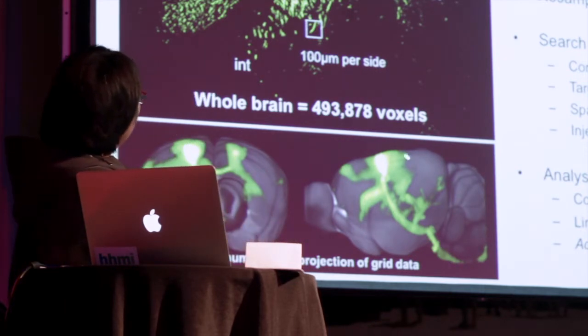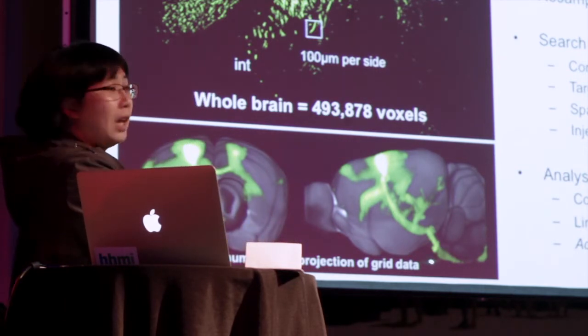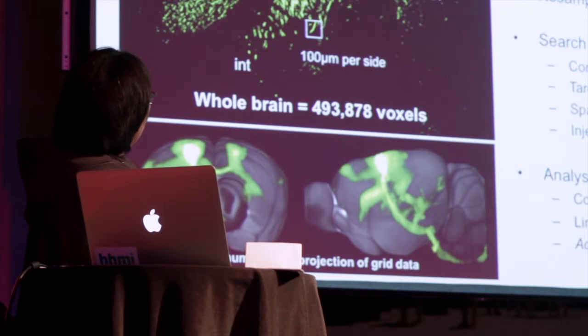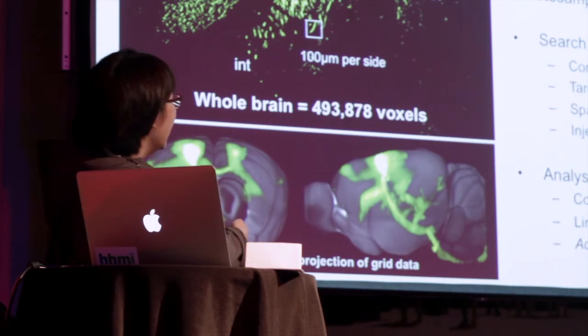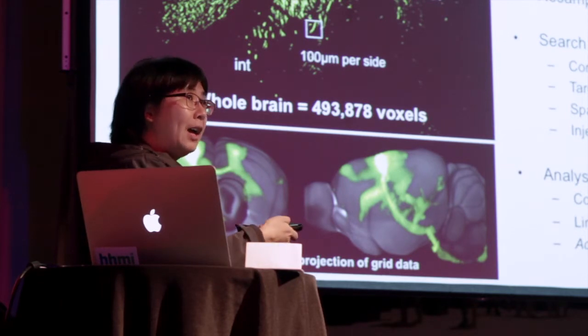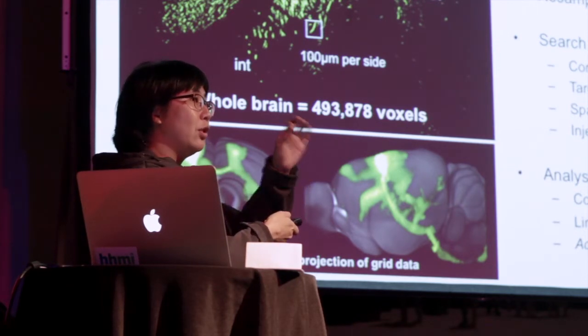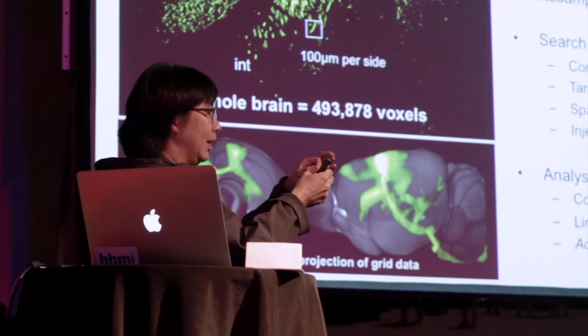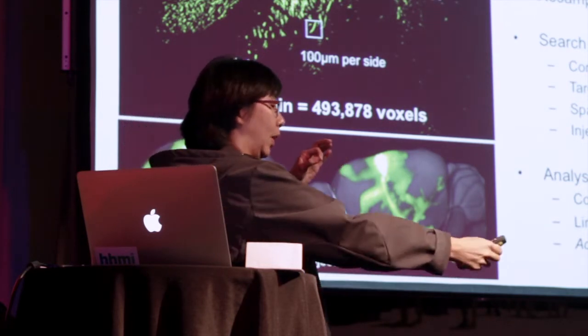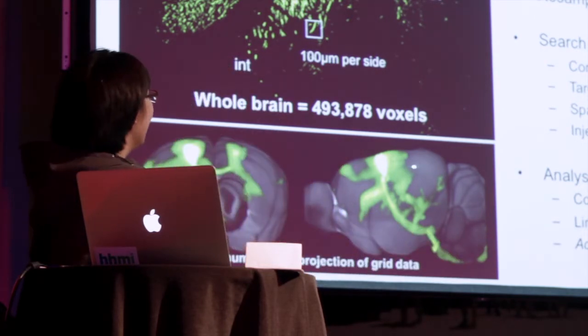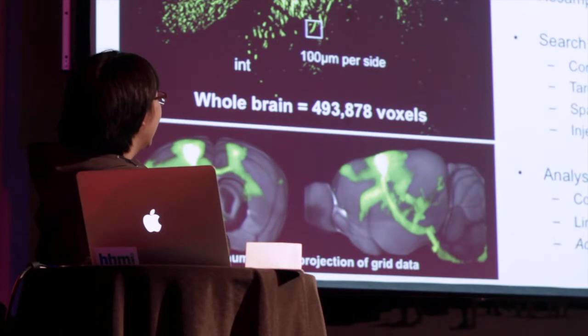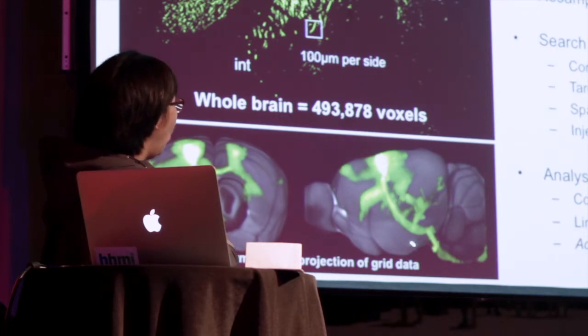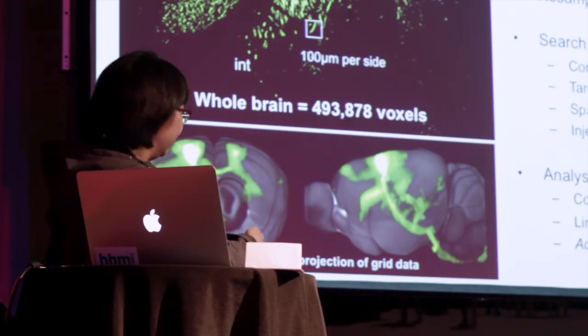So this is an example of a visualization of the gridded data in which there's an injection into the motor cortex. And remember that when we do the injection of virus, we're looking at its axonal processes. So some cells in the motor cortex actually have axons going all the way to the back of the brain.